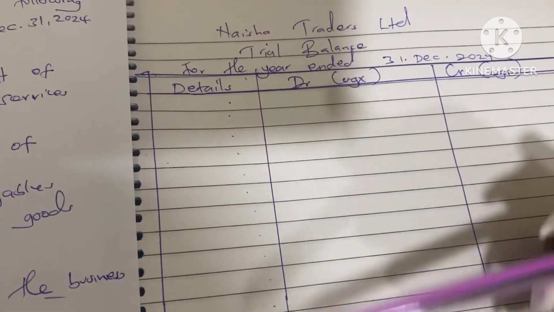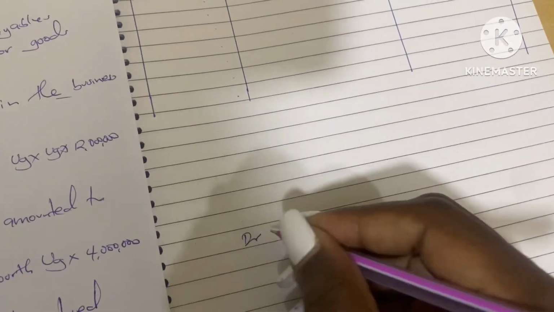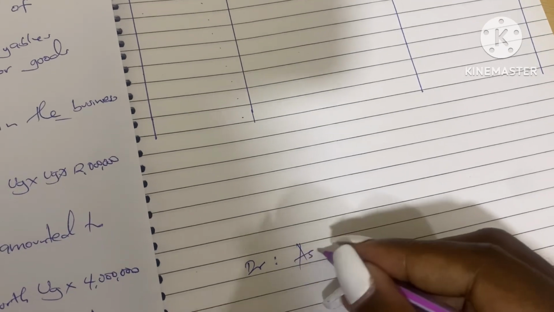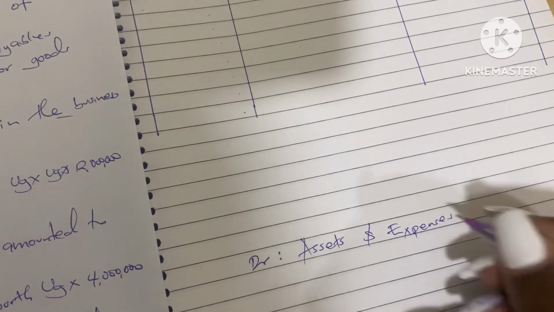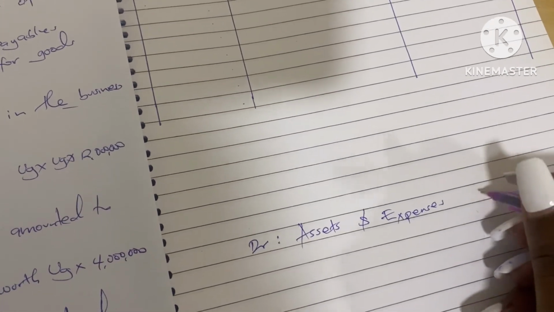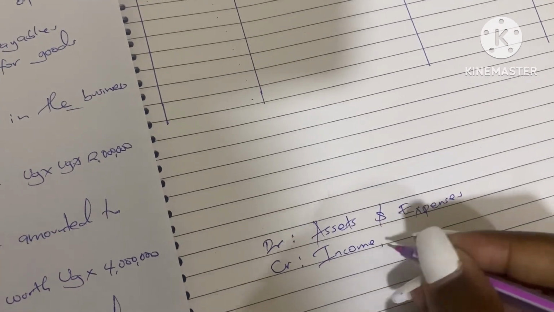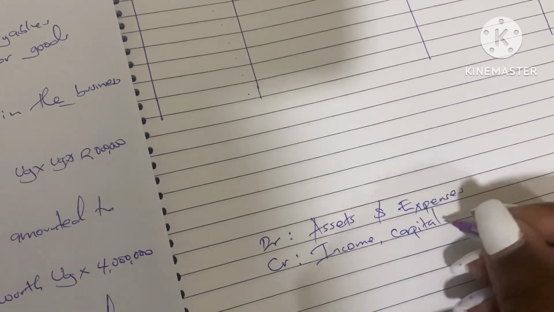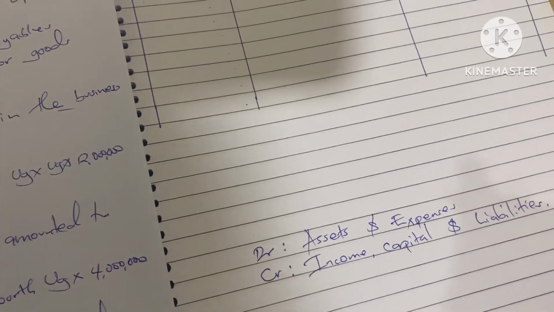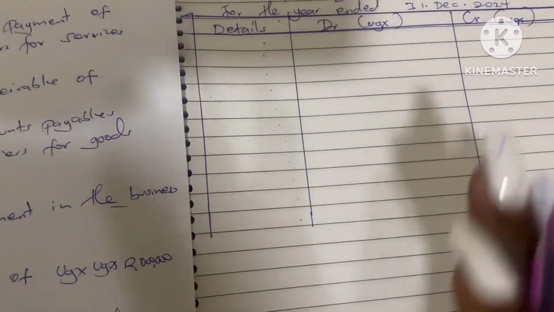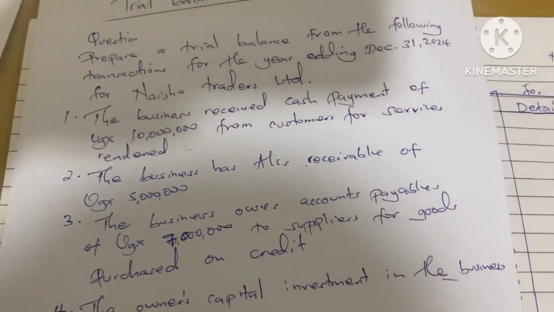We have the column for details, then the debit, and then the credit. The debit side usually has assets and expenses. So anything that has to do with assets and expenses is put on the debit side. Then the credit side has income, capital, and liabilities. That's what we put on the credit side of the trial balance. So this is our formatting. We are going to be reading here one by one as we put in here.